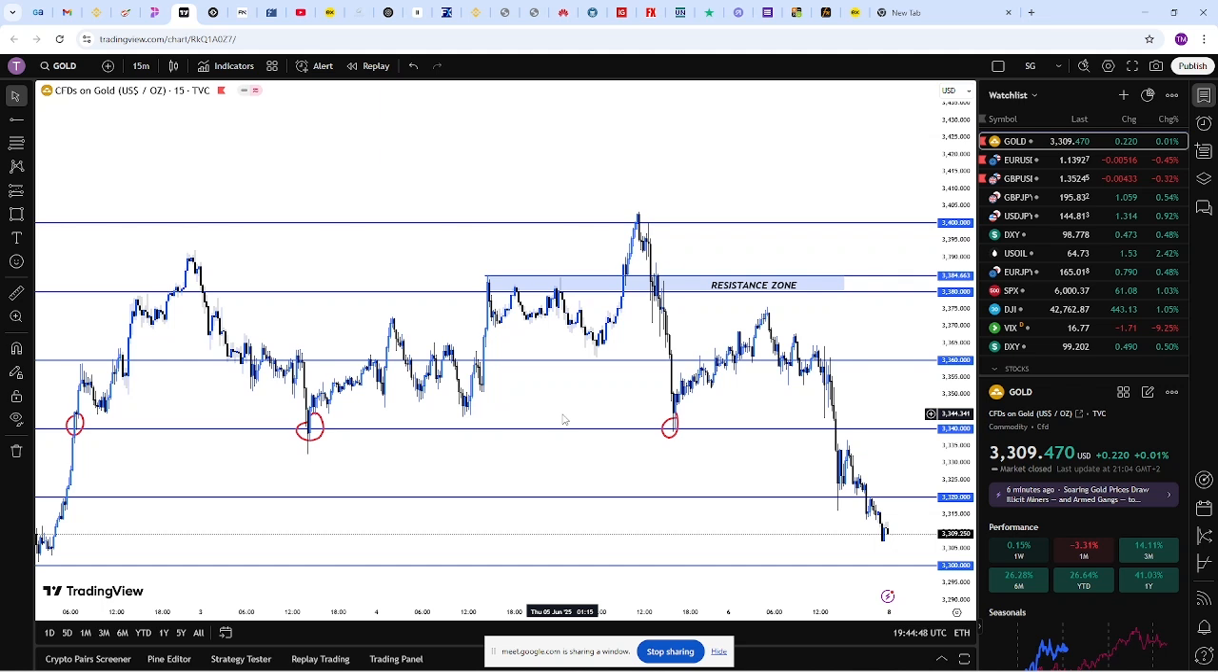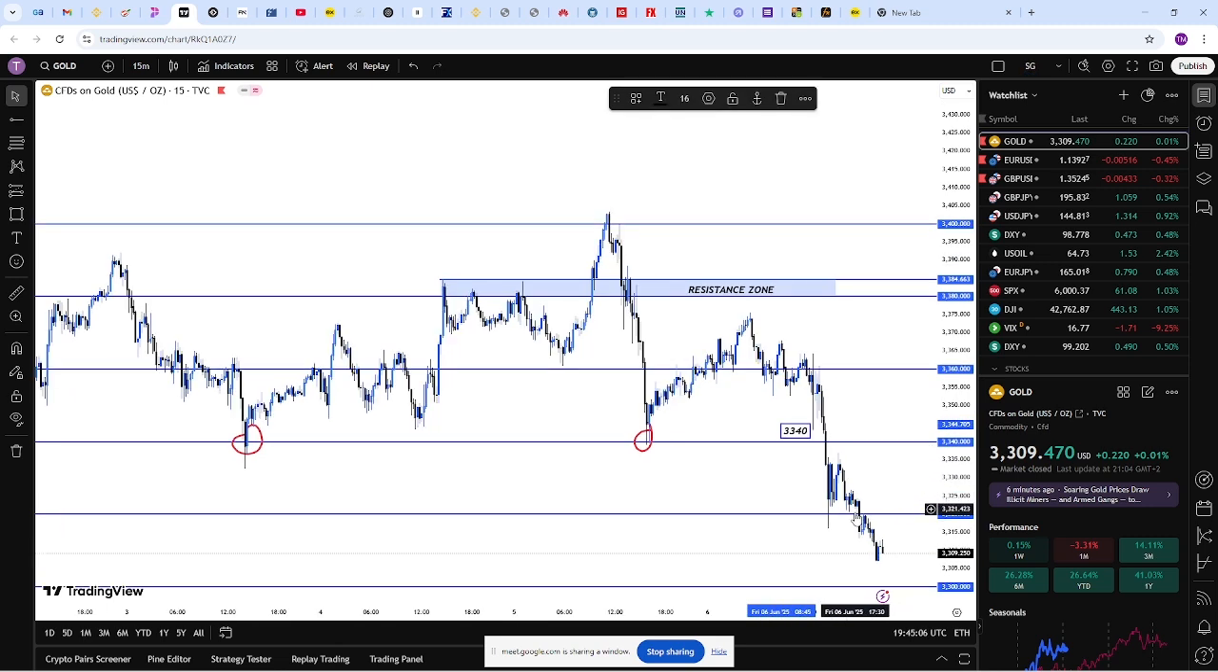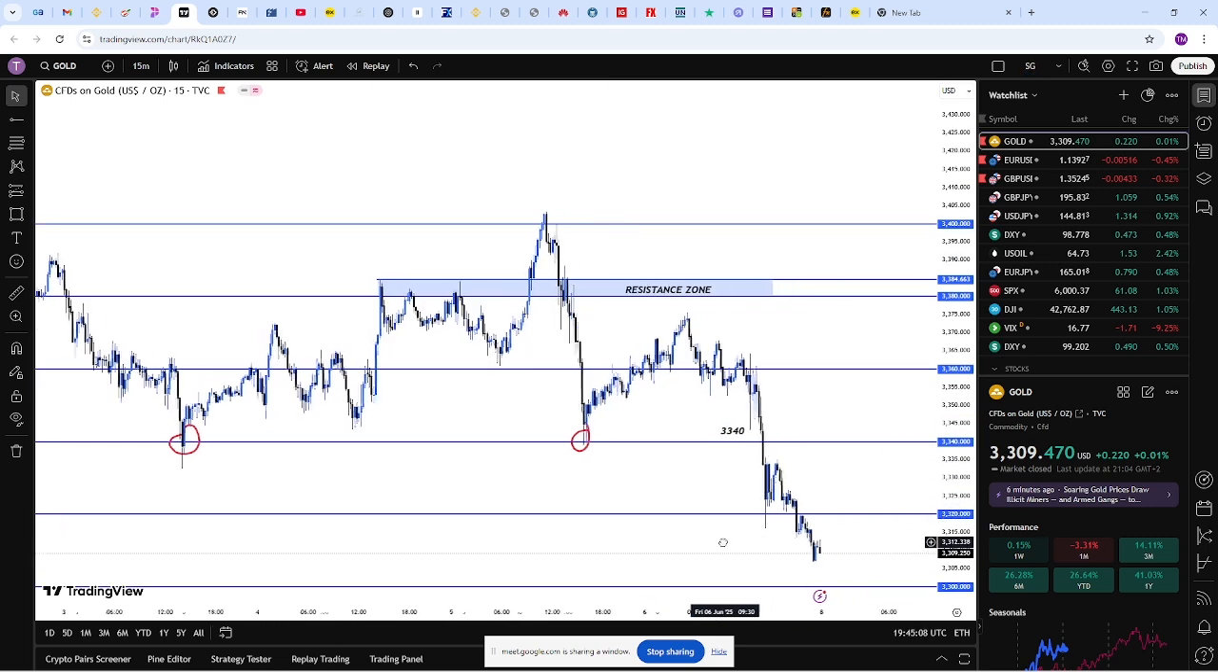So now that price broke the 3340. 3340, yeah, price broke it down. And then it broke the next one. I can't see the figure well. Which is 3320, right? Yes.